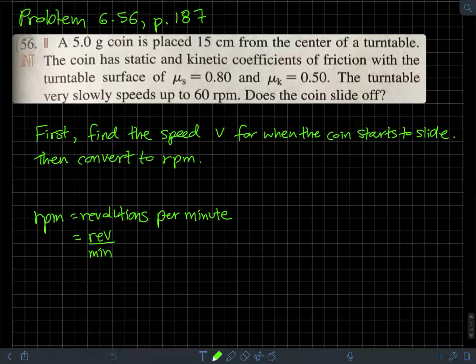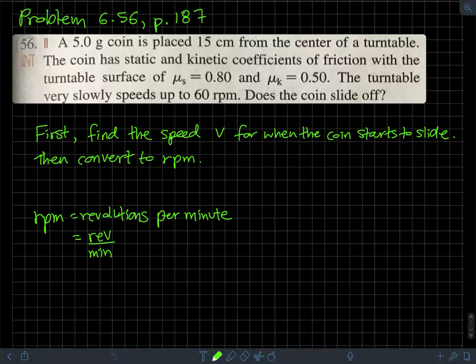And it seems like, well, gee, how am I going to solve that? Well, the answer is you're going to solve it the same way that we solve all the other problems before this. We're going to draw our force diagram. We're going to apply Newton's second law. Okay, so here's how to think about this problem. Instead of worrying about this 60 RPM and what does RPM mean anyway, we're going to first find the speed v. We're going to find what speed v is the speed where the coin starts to slide off.